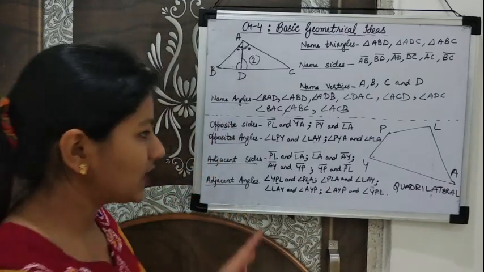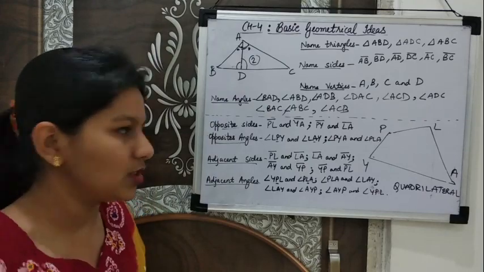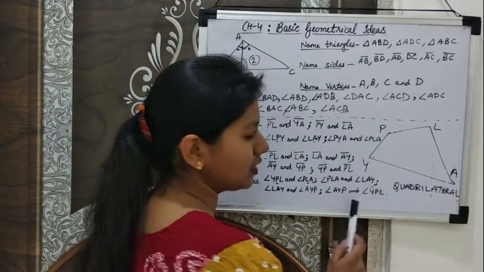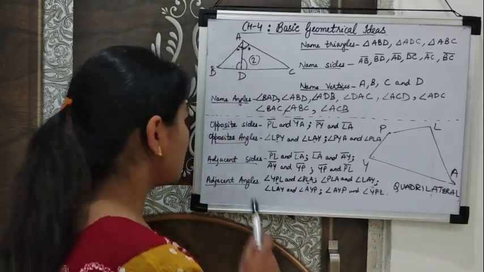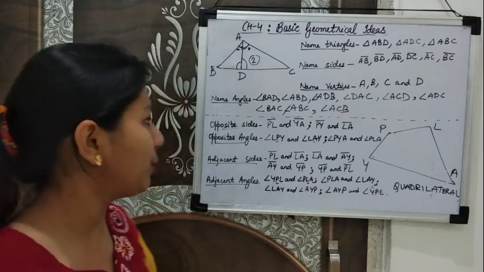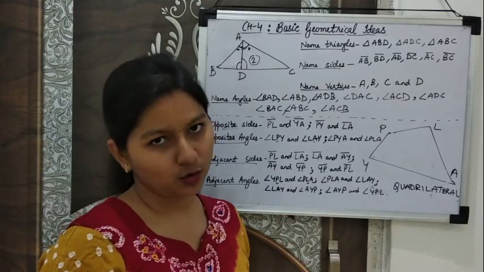तो आपने ध्यान दिया होगा जब भी आपको adjacent लिखना हो तो एक साइड से शुरू करना है, ठीक है? इससे PL is adjacent to this, this is adjacent to this. From one side you have to start. So adjacent sides we are having 4 pairs, adjacent angles we are also having 4 pairs in case of quadrilateral.